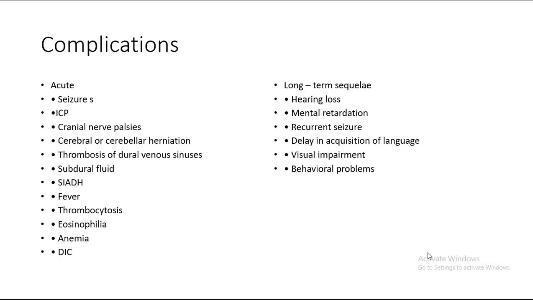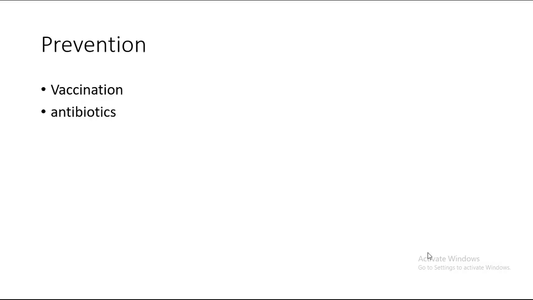There are acute complications and long-term sequelae in patients with acute bacterial meningitis. And this is the list of complications. For the long-term sequelae, the most important complication that needs to be monitored carefully and routinely is hearing loss. How can we prevent acute bacterial meningitis? By giving vaccination for specific types of bacteria, and by giving antibiotic to prevent occurrence in other contacts.